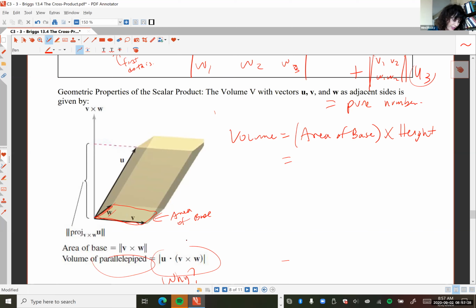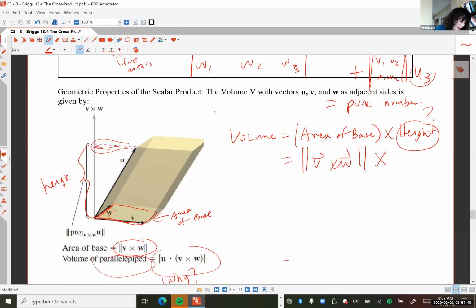The area of that base is the magnitude of the cross product of V and W. We learned that last time when we were talking about areas of parallelograms with the cross product. Times, now what's the height? Well, the height is actually this right here. If you draw an imaginary horizontal line here, that is how tall this solid is. It's not the length of U. So how do you get this height here, which would be the distance from here to the origin?